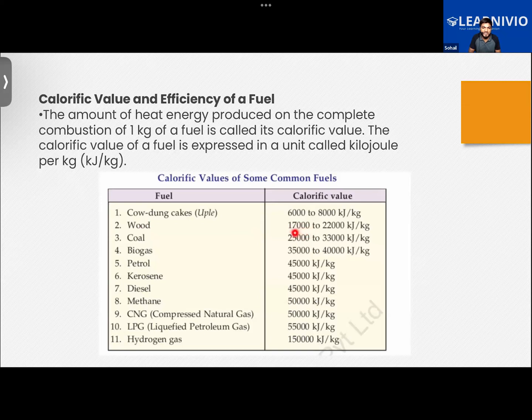energy about 17,000 to 22,000 kilojoules of energy will be given per 1 kilogram of wood. Upon complete combustion of 1 kilogram of fuel, around this much of energy is given. So that is what calorific value is.